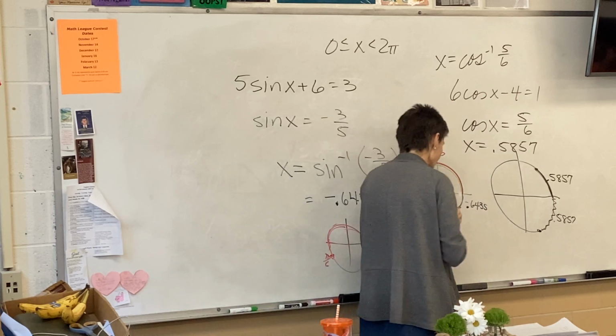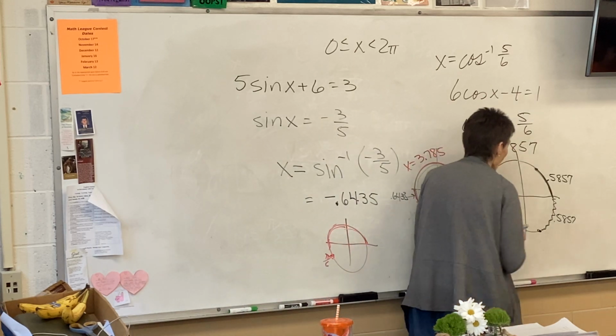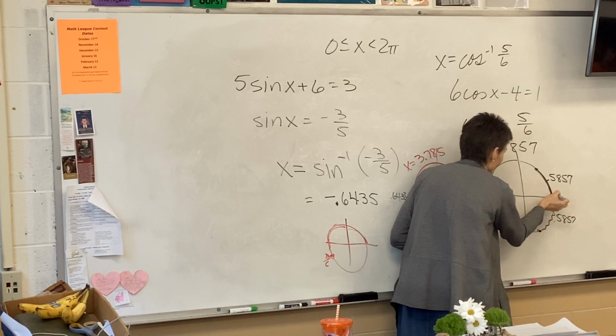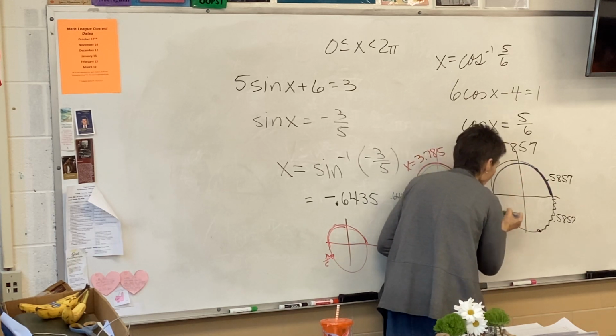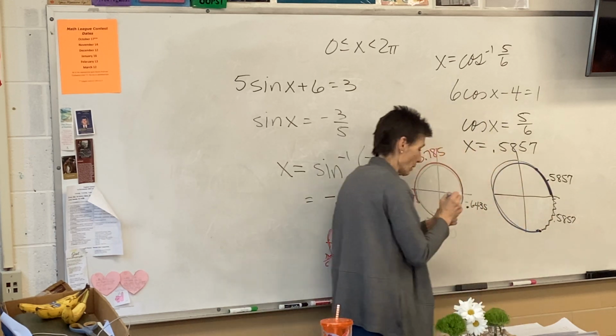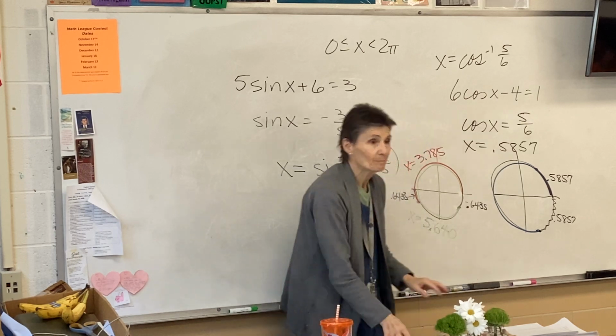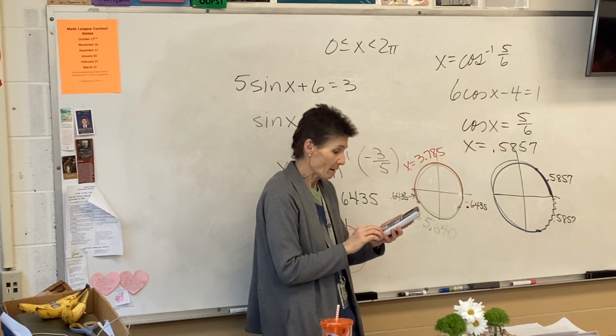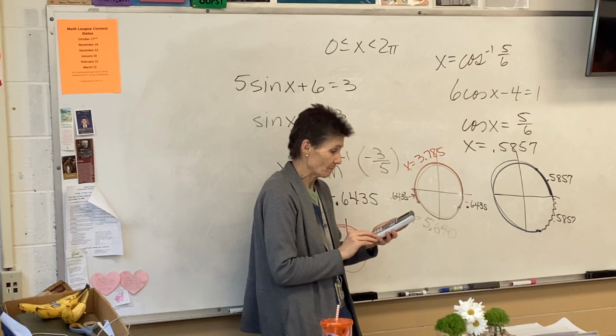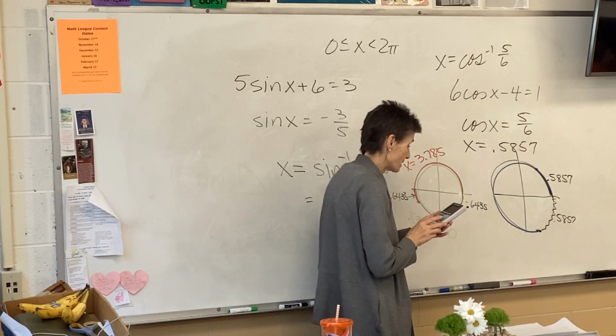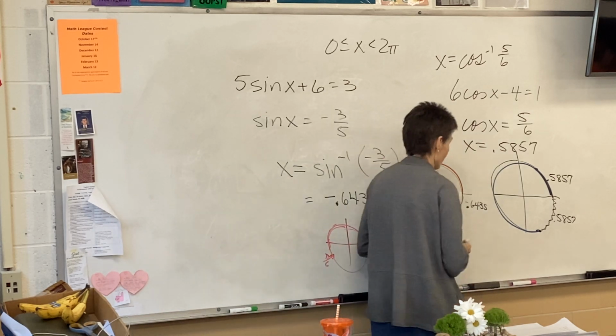How will I get my quadrant 4 answer, which I have to go all the way around to that point? How will I get that? 2 pi minus, that's exactly right. So 5.6975.